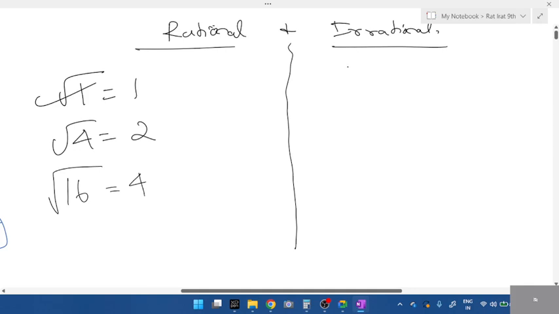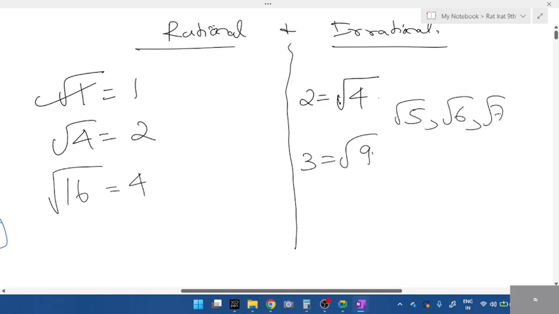Now my question is, what are irrational numbers? All non-perfect square numbers are irrational. What do you mean by non-perfect square? Look here. What is square root of 4? Tell me, what is square root of 4? 2, right? What is square root of 9? 3. In between 4 and 9, what are the other square numbers we have? Square root of 5, 6, 7 and 8. Do we have direct numbers for this?